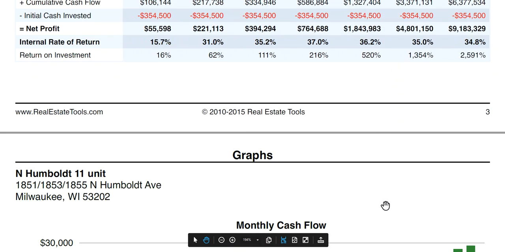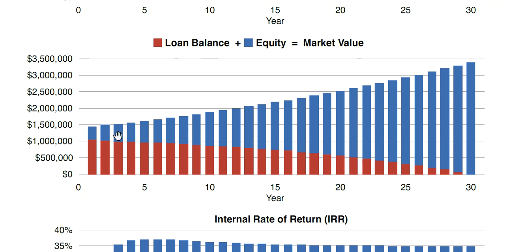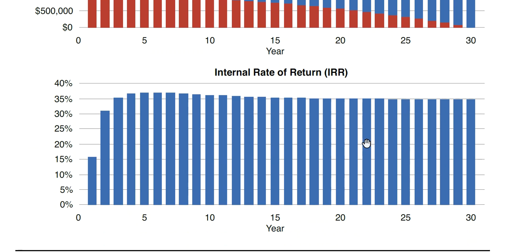And then we have some nice graphs. The cash flow goes up monthly because you have inflation. Your loan balance goes down and your equity goes up based on the fact that you're paying off the loan, yet you also have the value going up on the property by 3% per year. So after 30 years, this property would be worth close to 3.5 million. And then your IRR, which first 2 years you get a lot of expenses, but you're looking at about 35%.